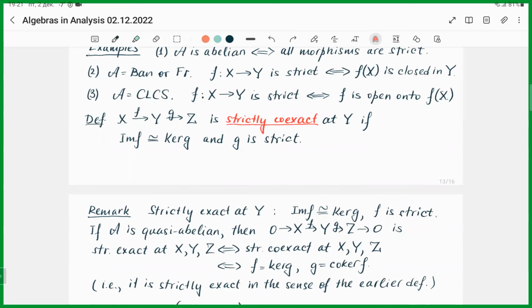As was proved by Schneiders, if our category A is quasi-abelian, and if we have a short sequence of the following form, then the sequence is strictly exact in all terms, that is, strictly exact at X, Y, and Z, if and only if it is strictly co-exact at the same terms. And this happens if and only if the sequence is strictly exact in the sense of our previous definition, that is, in the sense that F is the kernel of G and G is the co-kernel of F.